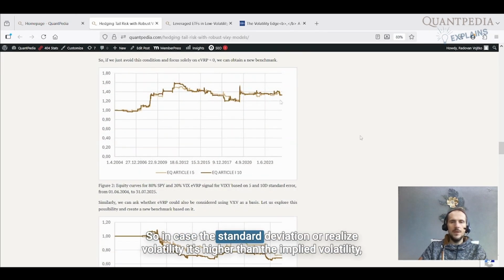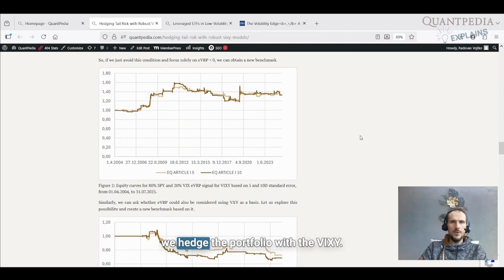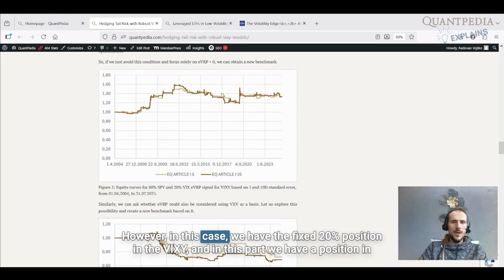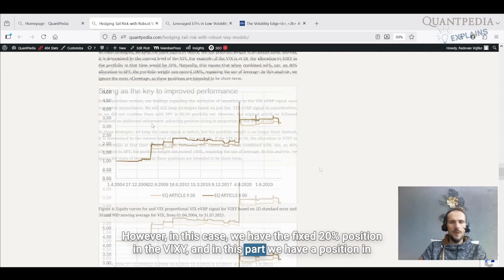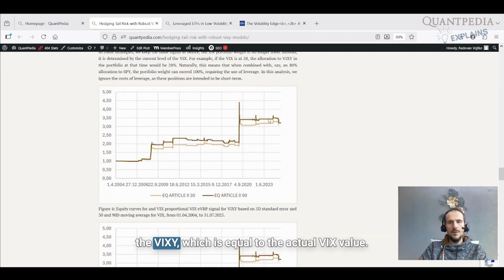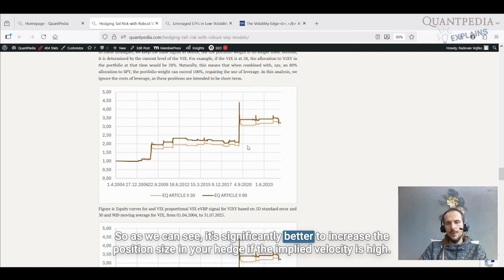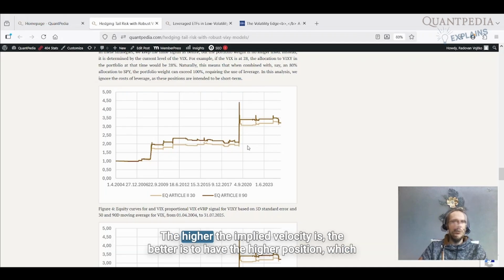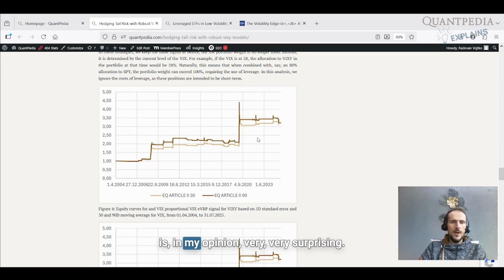So in case the standard deviation or realized volatility is higher than the implied volatility, we hedge the portfolio with the VIX. However, in this case, we have the fixed 20% position in the VIX, and in this part, we have a position in the VIX which is equal to the actual VIX value. So as we can see, it's significantly better to increase the position size in your hedge if the implied volatility is high. The higher the implied volatility is, the better it is to have the higher position, which is, in my opinion, very, very surprising. I did not expect this behavior, and it really surprised me.